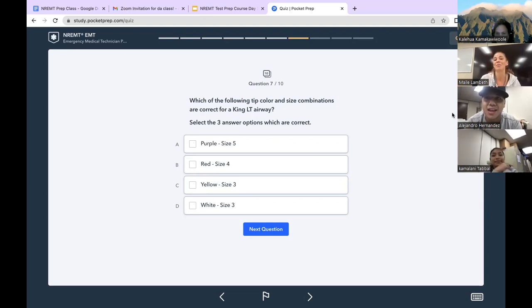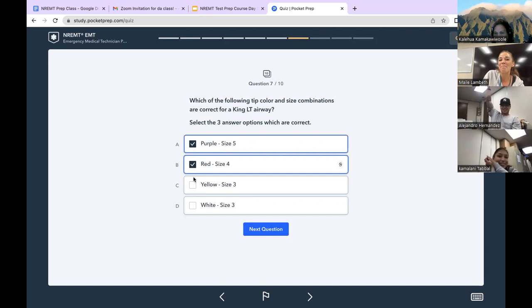But I'll tell you that the white is actually the wrong size. Is it red? It's red. No. So you have to pick the three that are correct. But white, I think, is a size 1. Yeah. The King LT Airway is something that is commonly used.